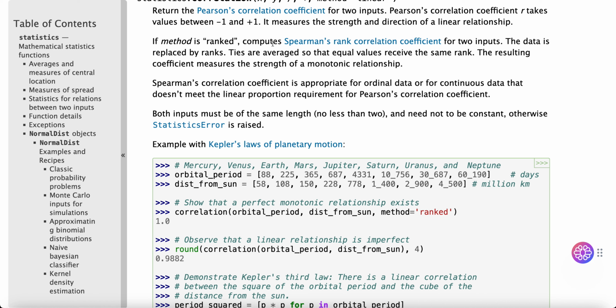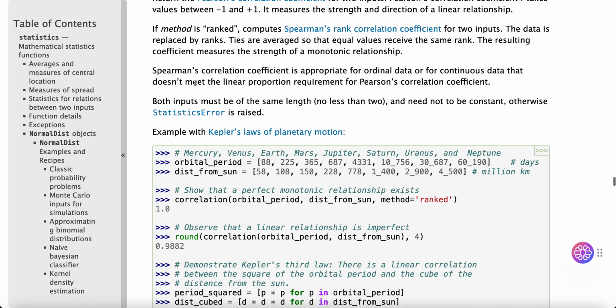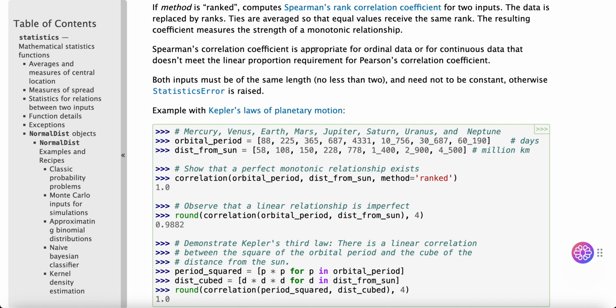If method is 'ranked', it computes Spearman's rank correlation coefficient for two inputs. The data is replaced by ranks. Ties are averaged so that equal values receive the same rank. The resulting coefficient measures the strength of a monotonic relationship. Spearman's correlation coefficient is appropriate for ordinal data or for continuous data that does not meet the linear proportion requirement for Pearson's correlation coefficient. Both inputs must be of the same length, no less than 2, and need not be constant, otherwise a StatisticsError is raised.